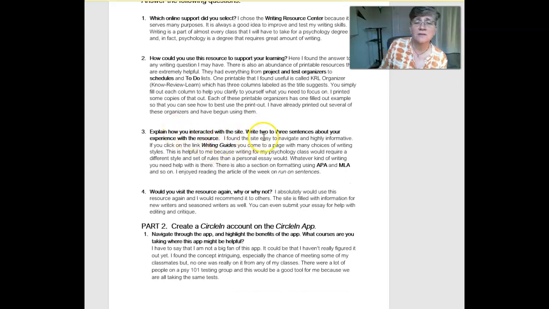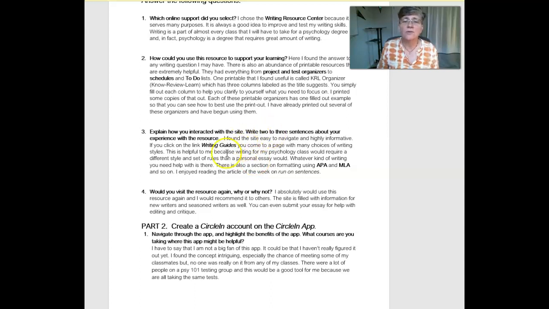Explain how you interacted with the site. Write 2 or 3 sentences about your experience with the resource. So first, how did she interact with the site? She found the site easy to navigate and highly informative. She clicked on the writing guides, went in there and clicked on some stuff and talked about it. She also mentioned a section on using APA and MLA format, and she read an article on run-on sentences. So this is a really good example of a short but sweet entry.